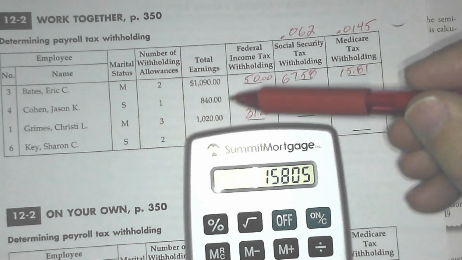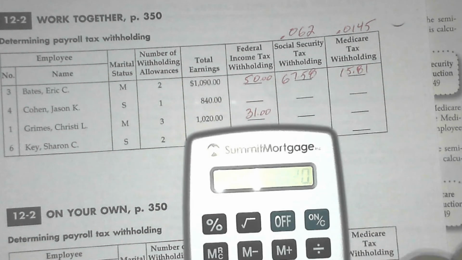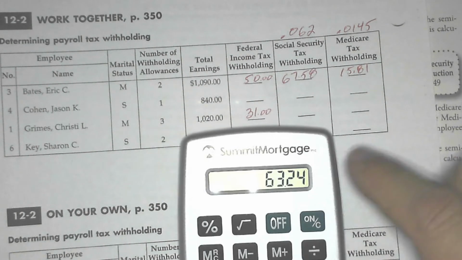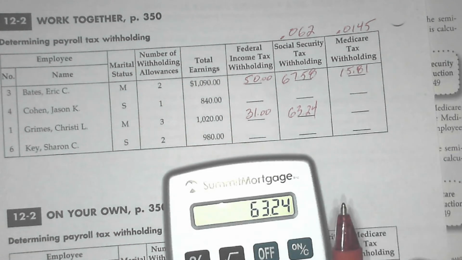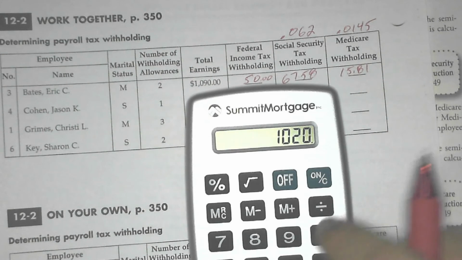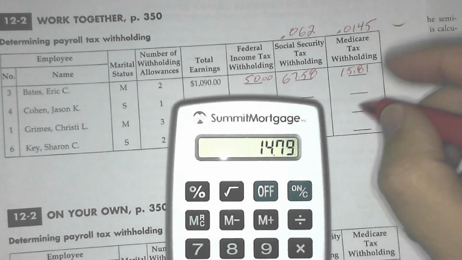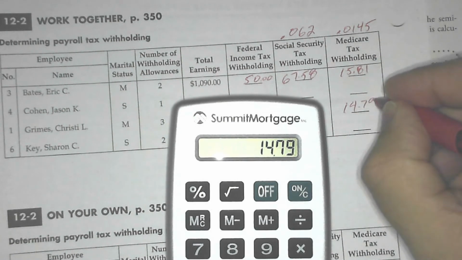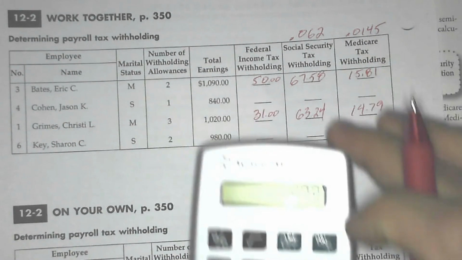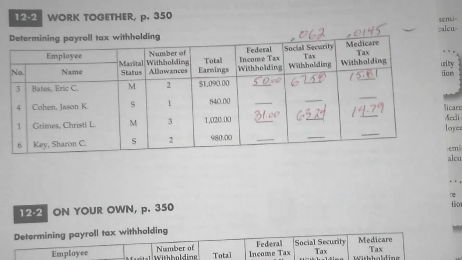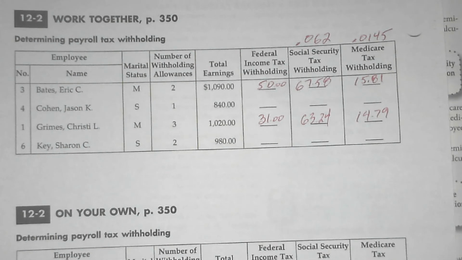So let's do the same thing for Christy. 1,020 times 0.062, $63.24. $1,020 times 0.0145, $14.79. So we've got those. So there's what you should have for the married ones.